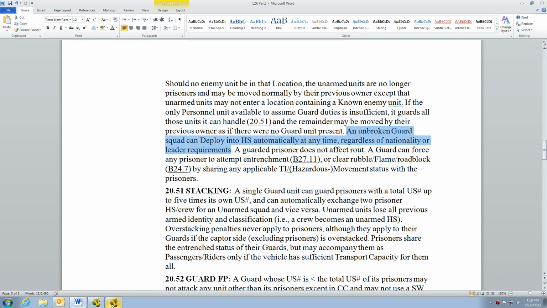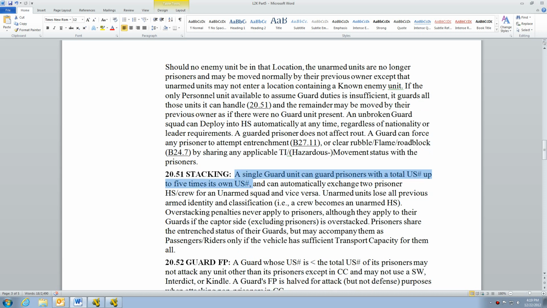So that was kind of important that we know that as well. Here's what I was talking about with the stacking. A single guard unit, this is section 20.51, can guard prisoners up to unit size number up to 5 times its own, and can automatically exchange 2 prisoners, crew or half squads for an unarmed squad, and vice versa. So that means if 2 half squads are surrendering to a unit, he can immediately just blend them into 1 full squad. Or if he's got a full squad, he can immediately blend them into 2 half squads if he wanted to, etc., etc.